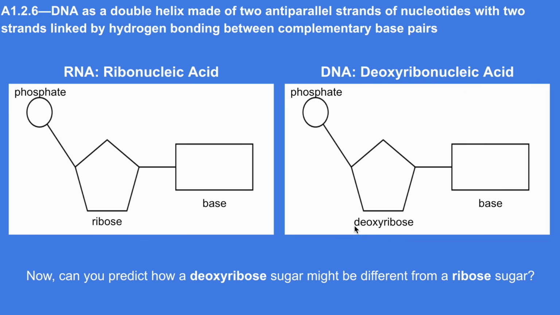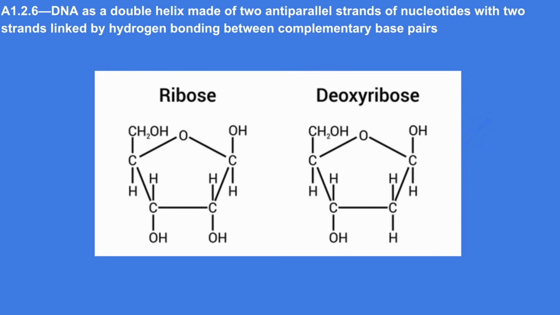DNA, you'll need to indicate it's a deoxyribose sugar. Okay, and those are really, really similar. They're both pentose sugars, but note that deoxyribose has one less oxygen, deoxy. Right here, there's one less oxygen compared to ribose.